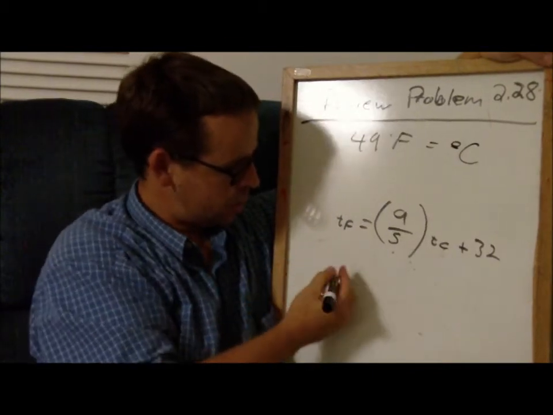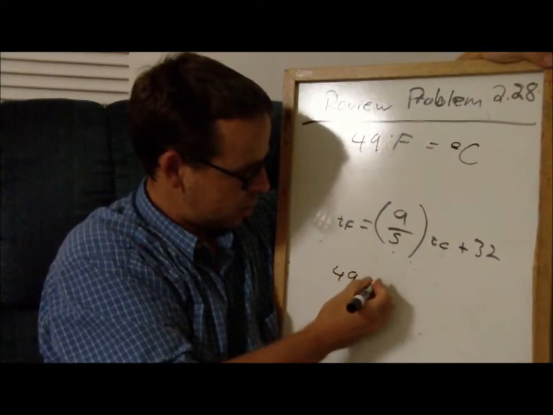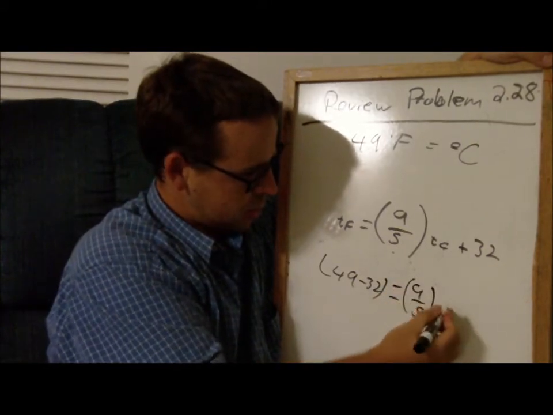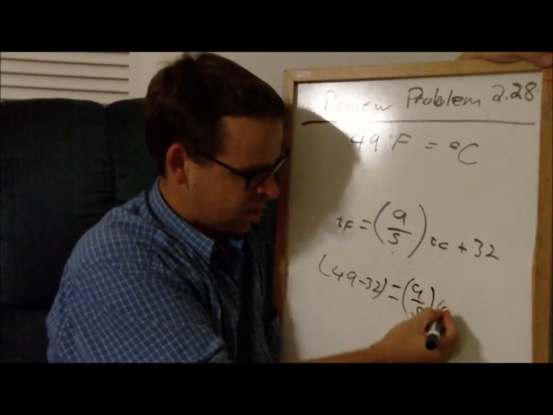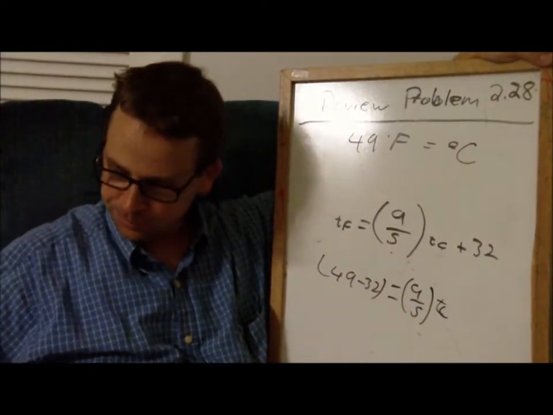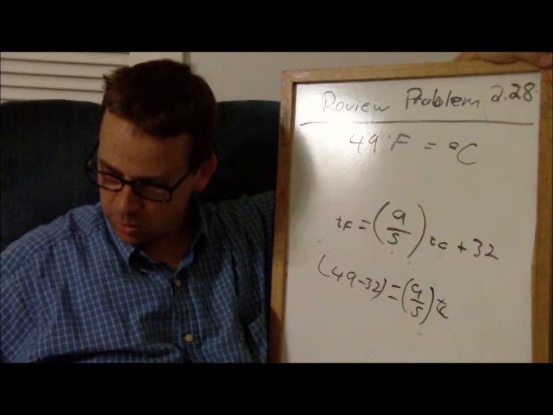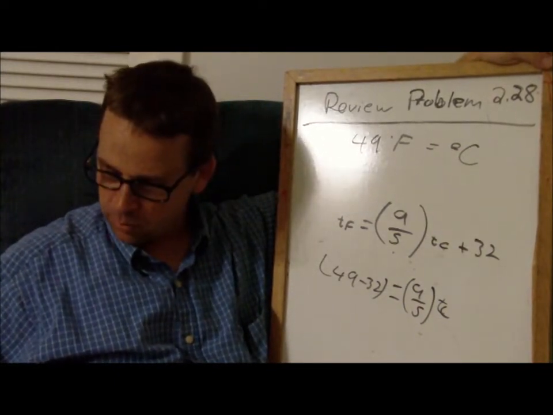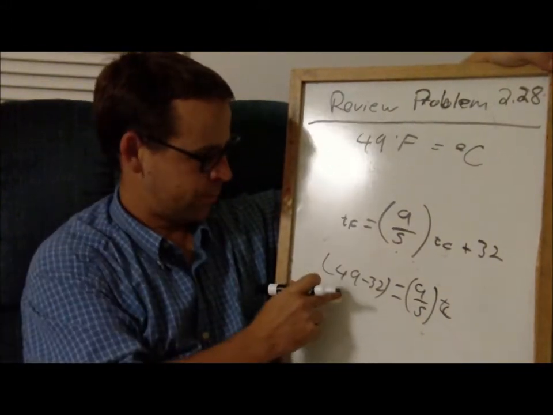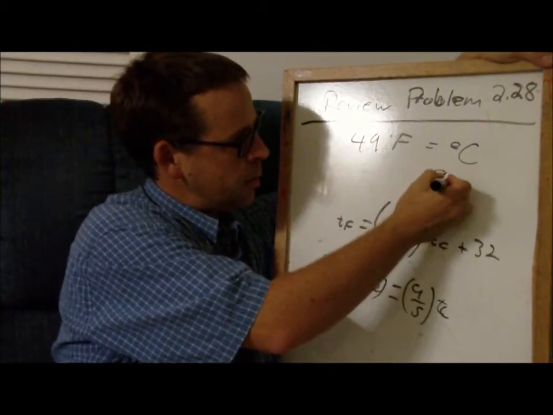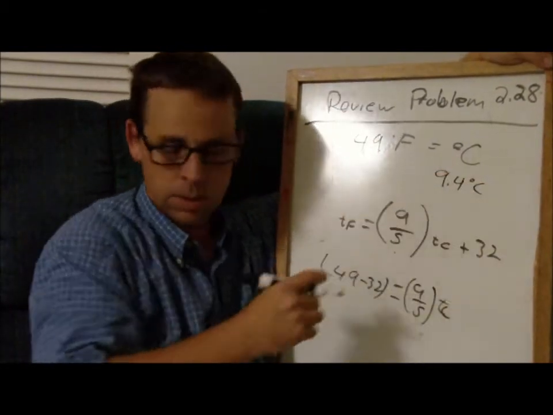All right, 49 goes here. 49 minus 32 equals 9/5 times the temperature in degrees Celsius. Okay, 49 minus 32 times 5 divided by 9, 9.4. So we have 49 degrees Fahrenheit is 9.4 degrees Celsius.